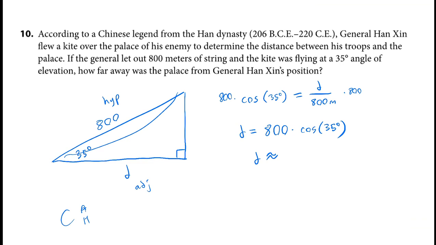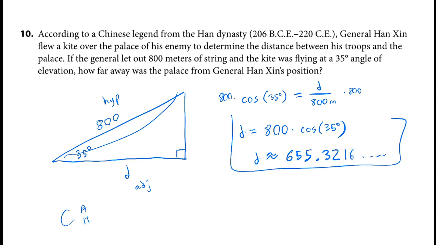Okay, and physics can actually tell you how much that string is going to droop, which is pretty rad. So when you get to Newtonian kinematics and tension and force, you can actually calculate how much that's going to be. But you get about this many meters away.